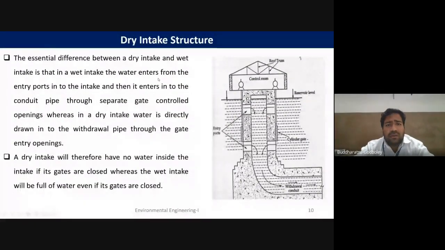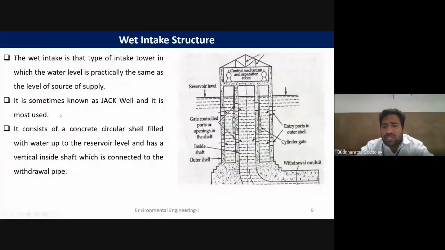Okay, entry port is into the intake and then it enters into the conduit pipe. उसके बाद में जैसे आपको वाटर यहाँ एंटर किया, उसके बाद में आप देखिए आपका जो वाटर है वो यहाँ से एंटर कर रहा है.